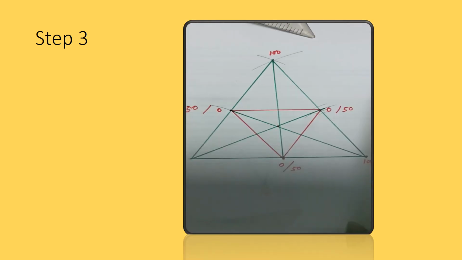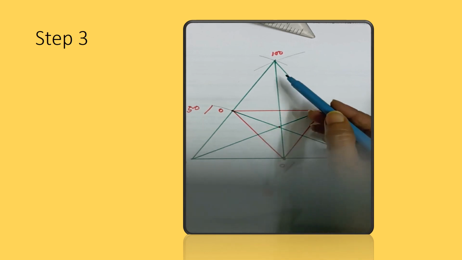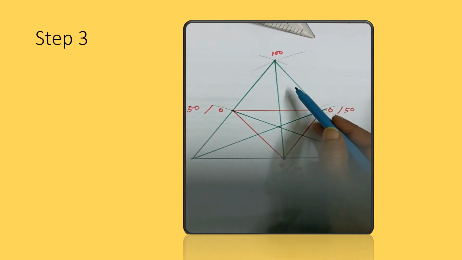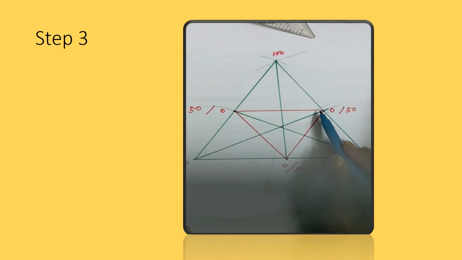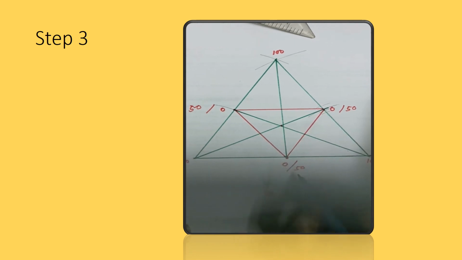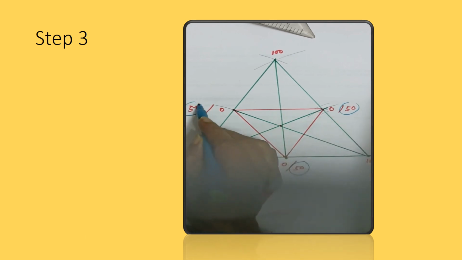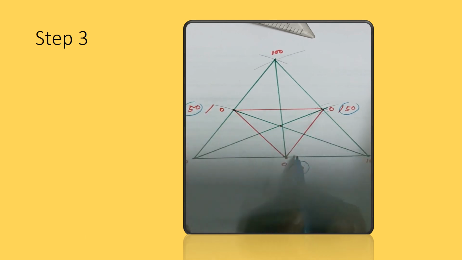It's an equilateral triangle. This is the big one, and this is the mid of the z-axis. This is the mid value of the y-axis, and this is the mid value of the x-axis. That's why I have written down 50, 50 and 50. Just connect the mid values, and we get the small triangle. Now forget about the rest of the triangle. Think about the small equilateral triangle.